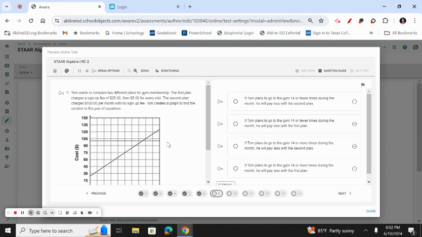Alright, so then you need to be careful and see what it says. Does it say before or after the 14? If Tom plans to go to the gym 14 or fewer times during the month, then he will pay less than with the second plan. That's not true. If he goes less than 14 times, he'll be paying less with the first plan.